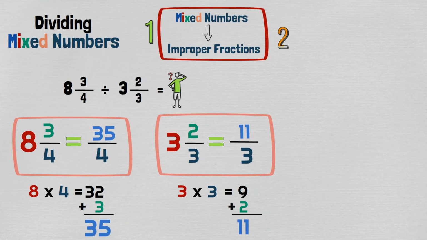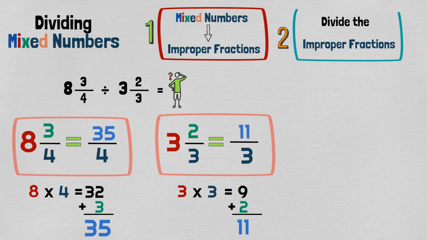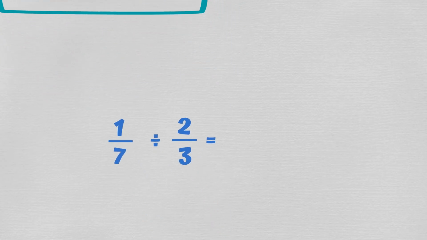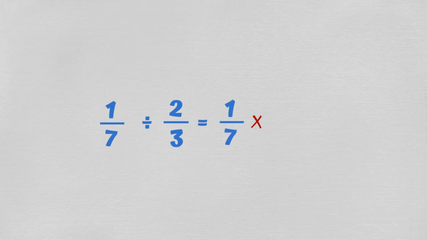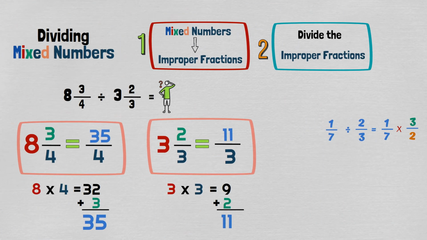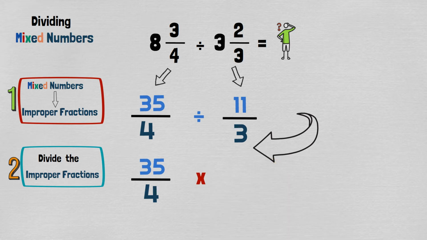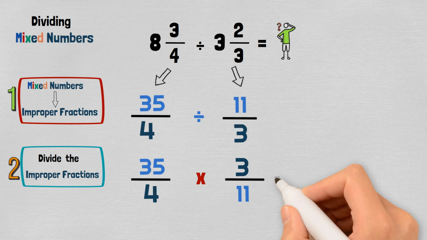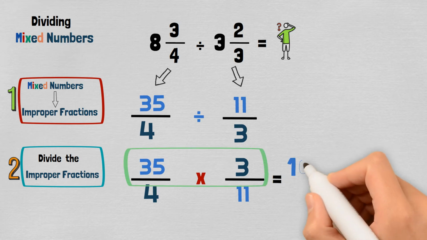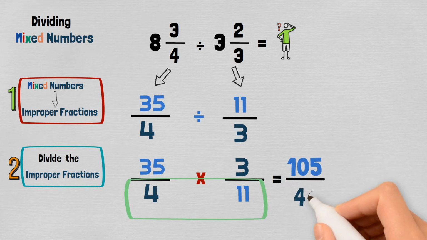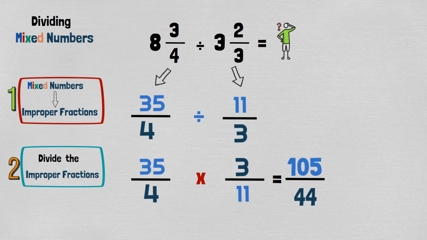Now, we can divide these two fractions just like any other fractions. Do you remember how to divide fractions? We do this by multiplying the first fraction by the reciprocal of the second one. If you need a refresher, check out our video about this topic. Here we go. 35 over 4 divided by 11 over 3 equals 35 over 4 times 3 over 11. 35 times 3 equals 105. 4 times 11 equals 44. Our quotient is 105 over 44.